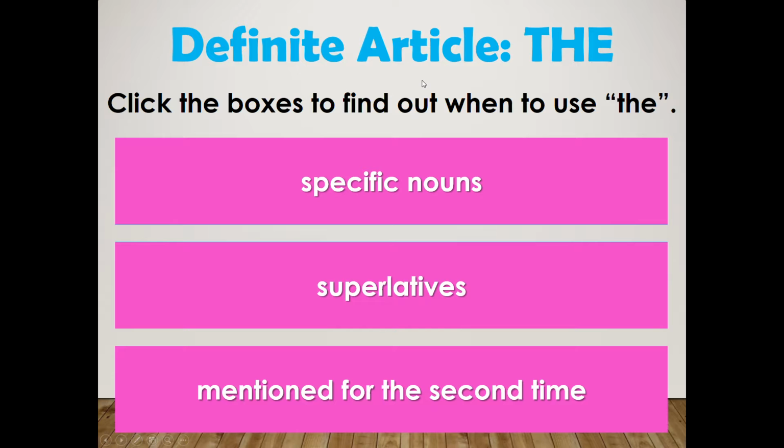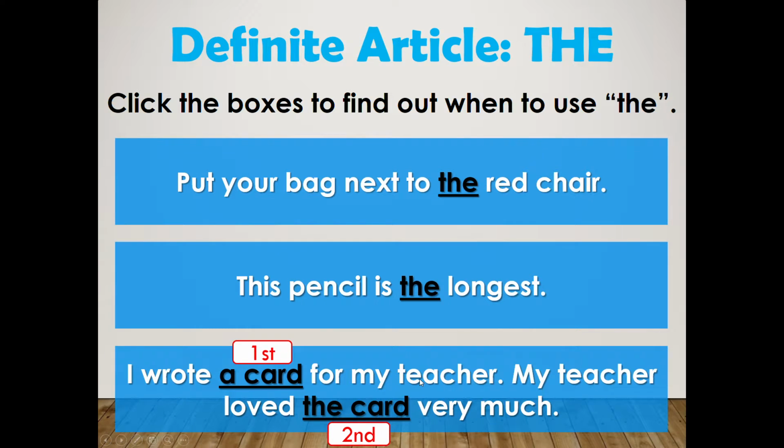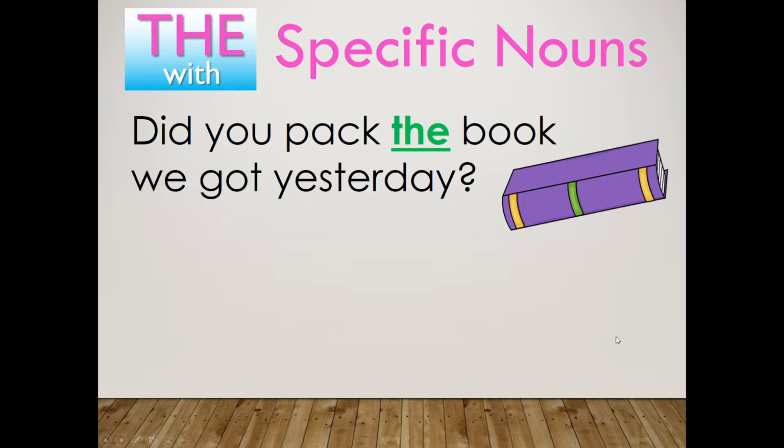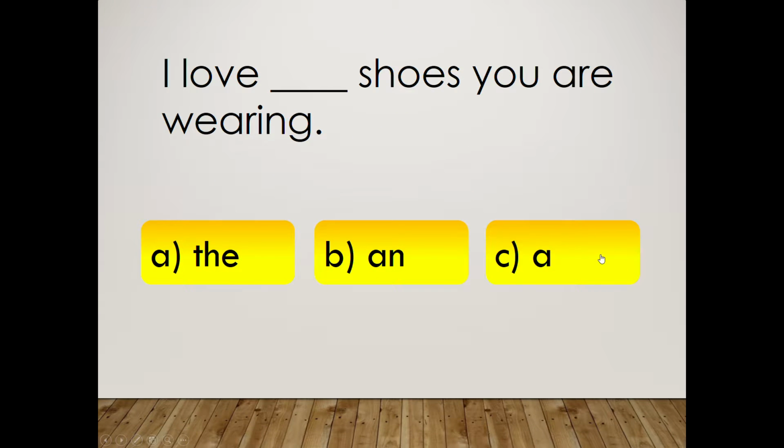I focused on three different situations where you have to use the definite article of the. When using specific nouns, superlatives, and when a noun is being mentioned for the second time. Now, each part is introduced with a page like this that gives you how it's used in the sentence with an in-depth explanation. Then there will be multiple slides to practice the concept, like this. I love the shoes, and shoes are of shoes you are wearing.